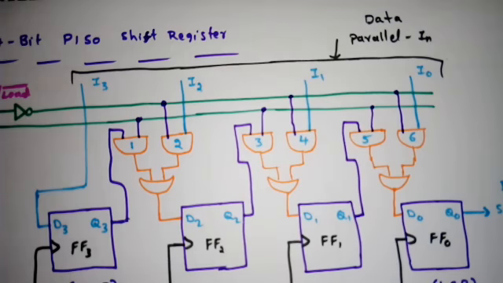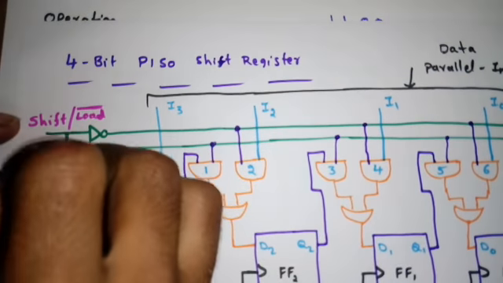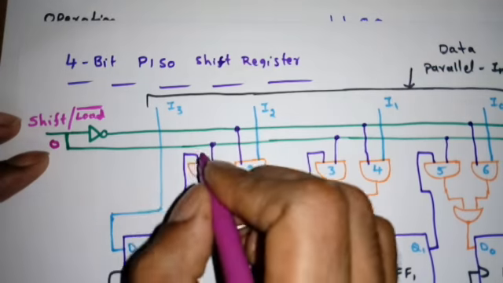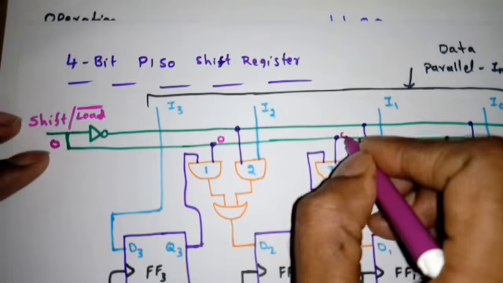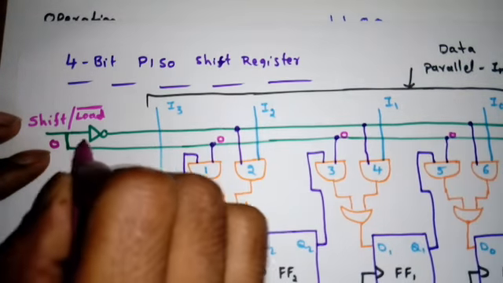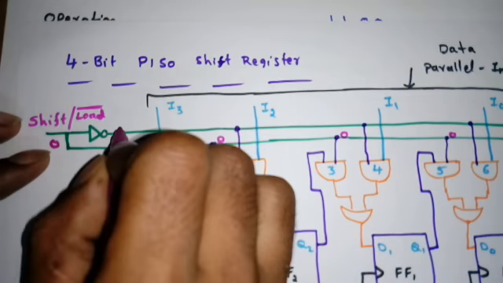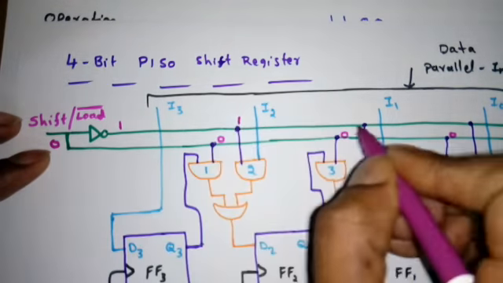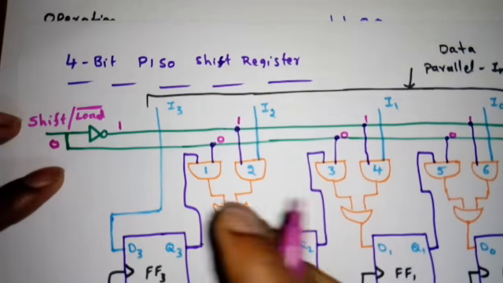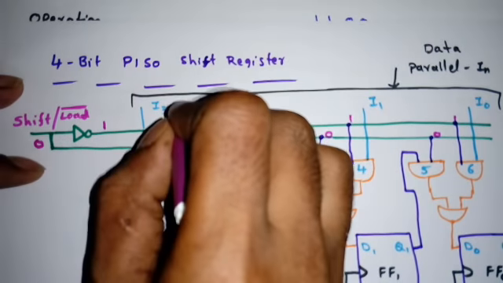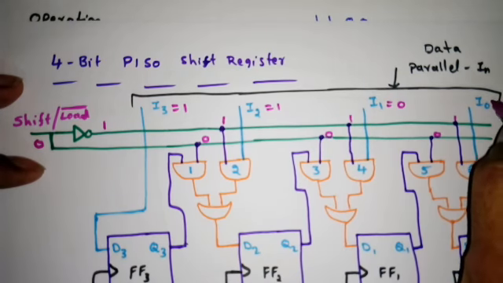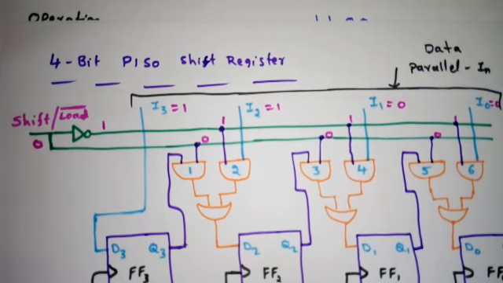So first, what is shift or load bar? It is 0. If this is 0, where is this 0 going? Here, here and here. And where will 0 bar be going? The 0 means the output of the NOT gate will be 1, so that 1 will be going here, here and here. And what is the input we applied? Here 1, 1, 0, 0. Now we'll see what will happen.